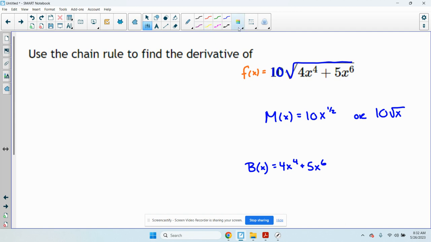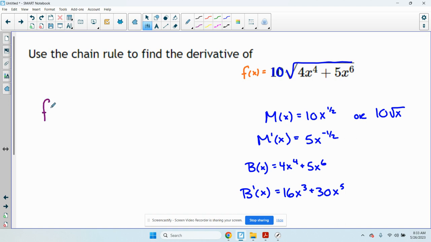So if I'm going to differentiate both of these just to have them for my work, m prime is, bring the power down, 1/2 times 10 is 5x to the negative 1/2. Subtract 1 from the power. Differentiate the baby, I have b prime equals 16x to the 3rd plus 30x to the 5th. Now I can write everything out.